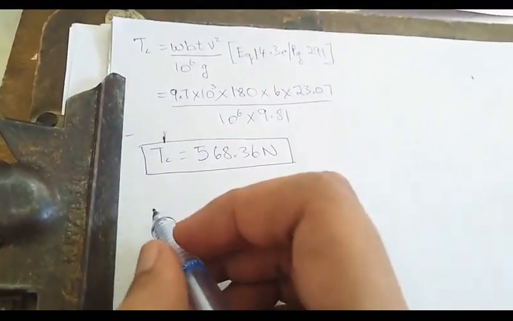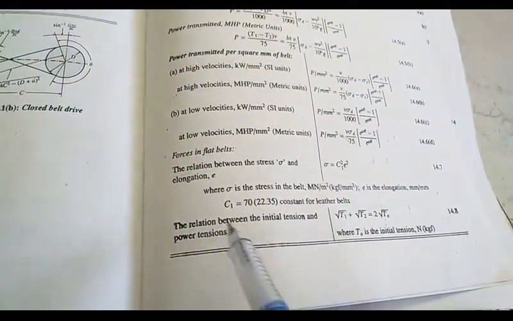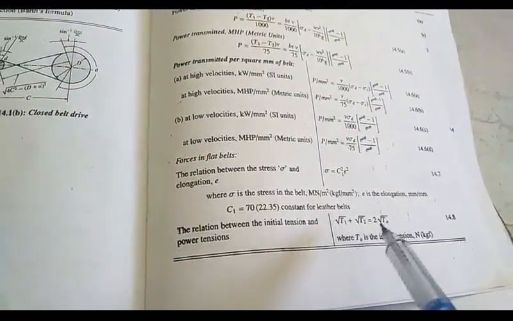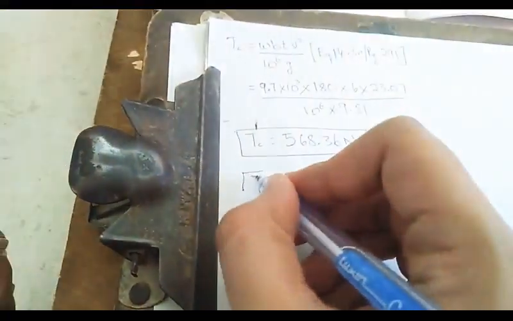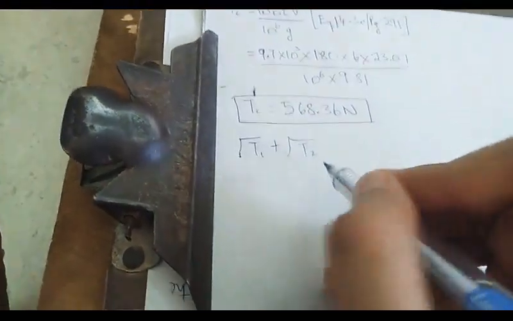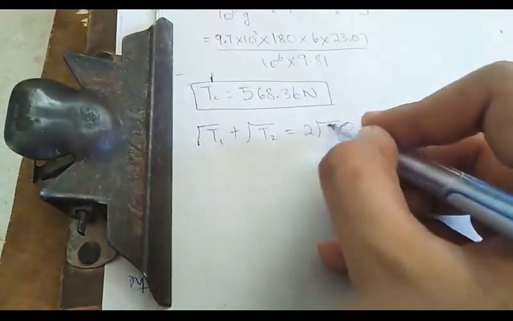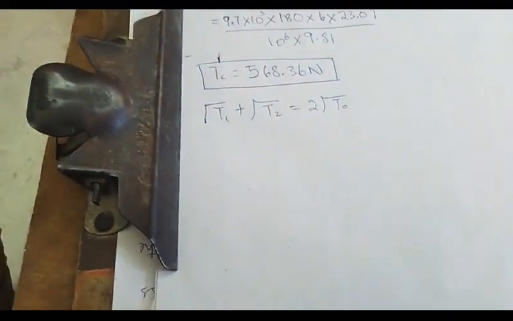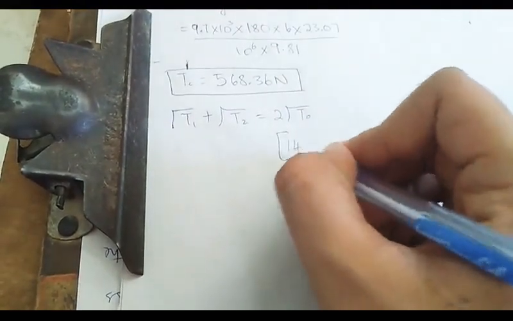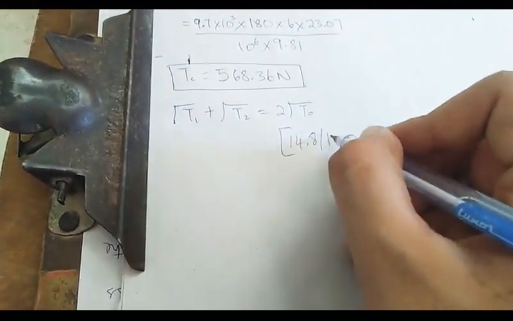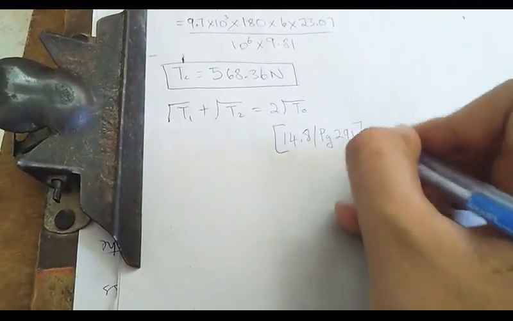Next we shall proceed with the initial tension. In page number 291, equation 14.8, they have given the relation between initial tension and the tensions T1 and T2. We shall take this formula: square root of T1 plus square root of T2 is equal to 2 root T0.